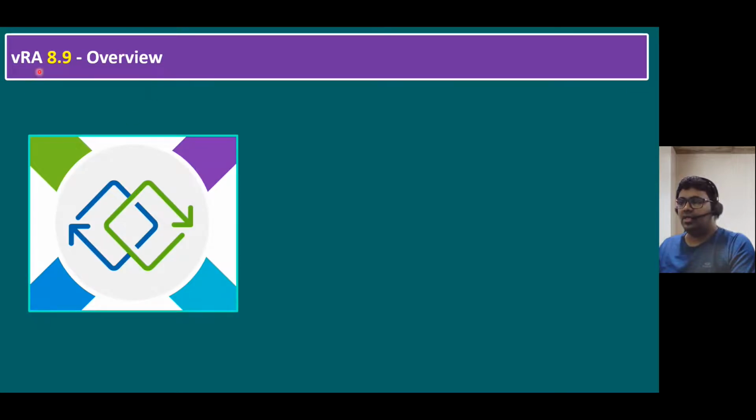So vRA 8.9, we are already aware vRA is one of the multi-cloud management platforms. If you want to automate any of our on-premises repeated activities, we can automate using vRA. That is one method. And the second method is, even if you want to automate the private cloud infrastructure and give access to your multiple tenants, that is also possible.